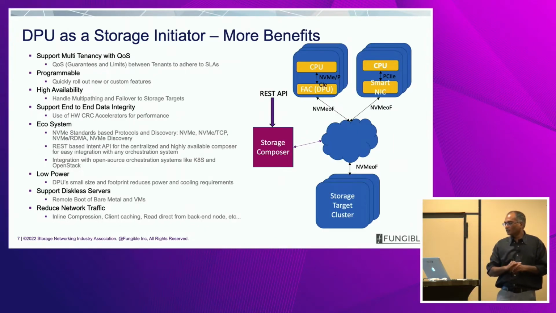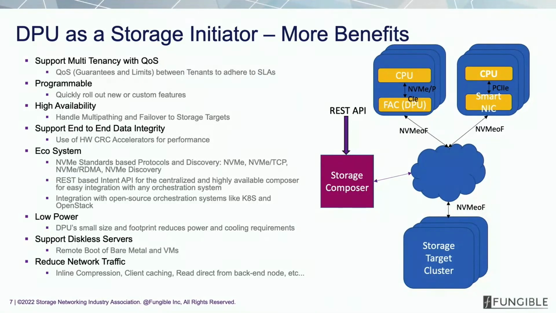So other benefits: multi-tenancy, which is a very important factor with QoS. The moment you have multiple tenants, you need to be able to provide QoS and adhere to the SLAs that are required, which is easy to support in the DPU. Once you have a lot of these volumes that you're abstracting, which we call remote volumes, the actual storage is on the back end and the initiator is like a proxy. So you can have different SLAs for the different volumes. And it is highly programmable. We have our SDK, and you can quickly roll out any new features.